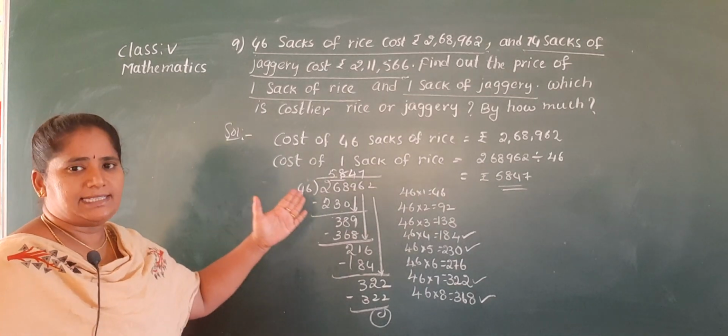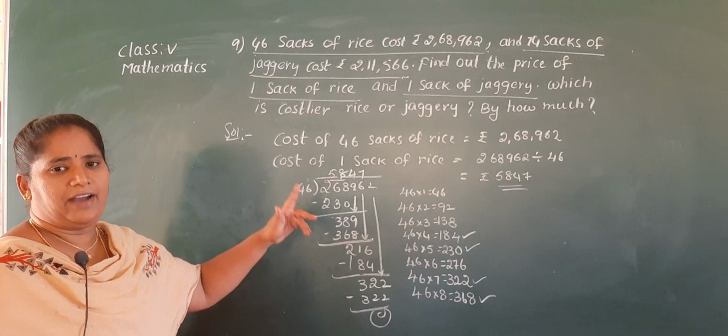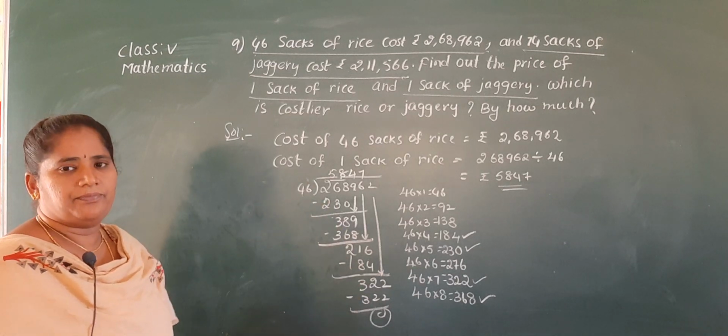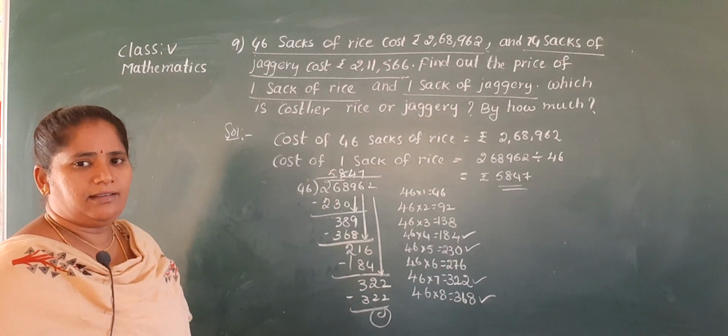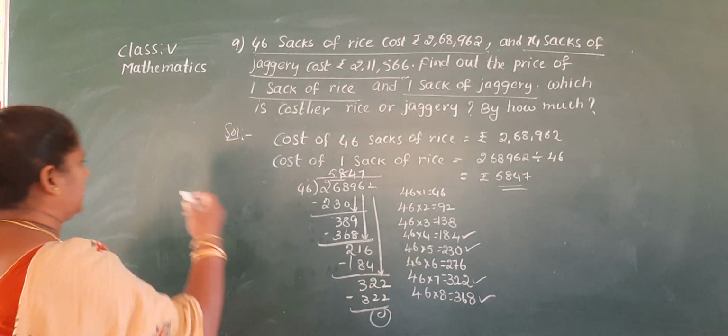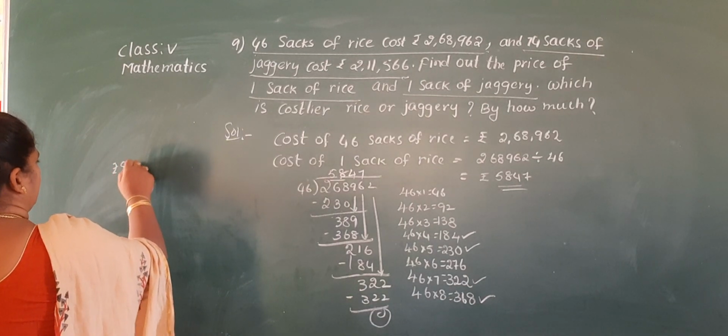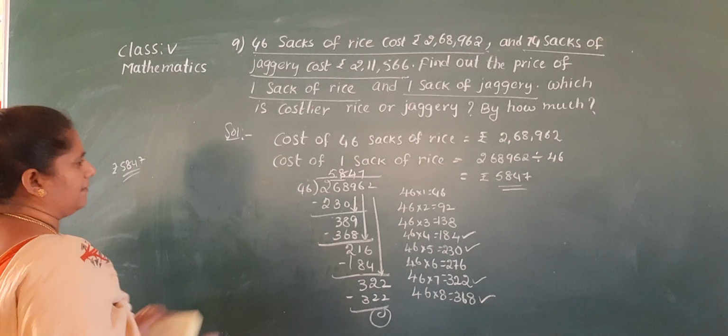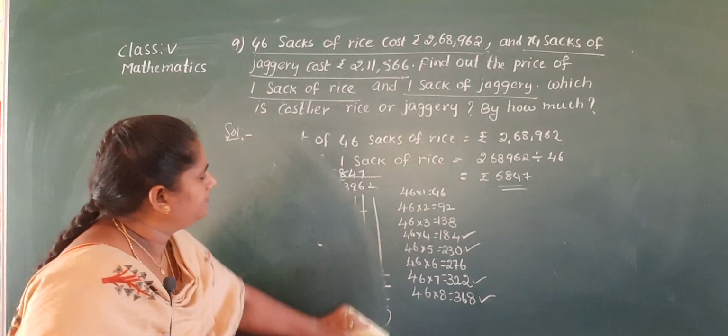So here 46 sacks of rice are given. We have to find the cost of 1 sack of rice. Can I rub this one, children? Next you have to continue. We'll write 5,847 rupees, rice cost. And next.